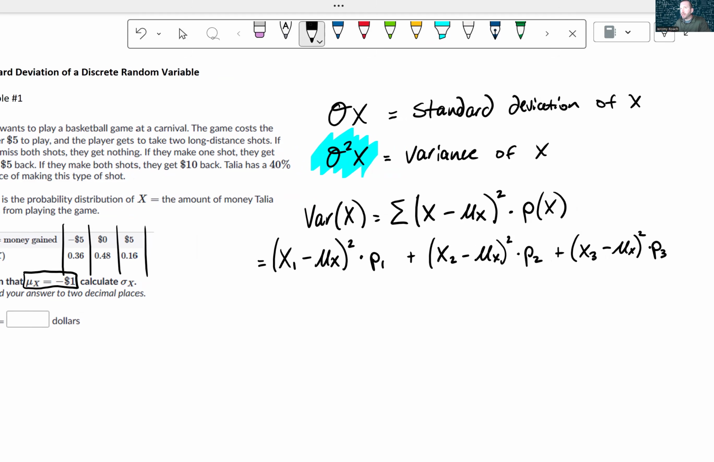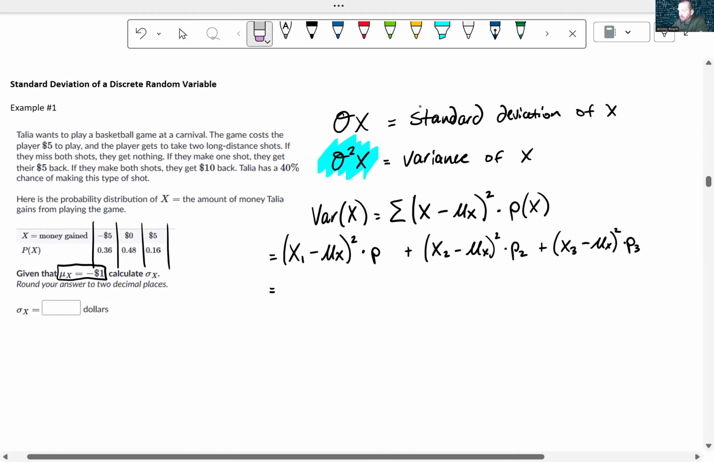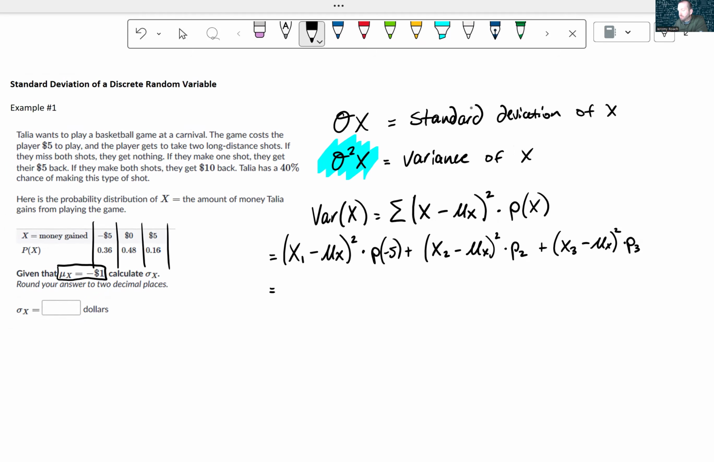But now let's plug all these values in and see what we get. Maybe I shouldn't have written P1, P2, and P3. Let me write that as the probability that we lose $5, so the probability of -5, the probability that we get $0 from playing the game, and the probability that we get $5 earned from playing the game.